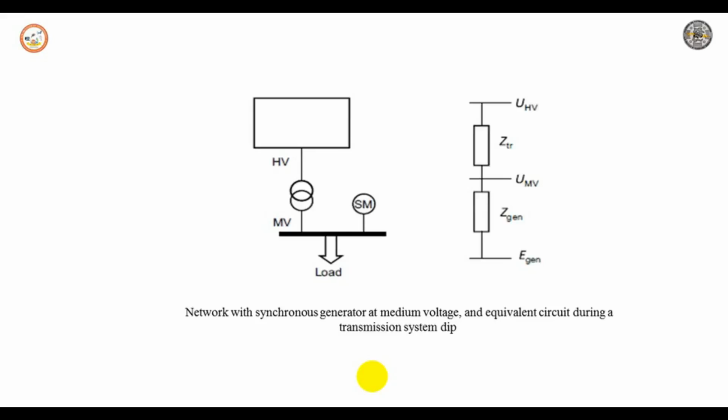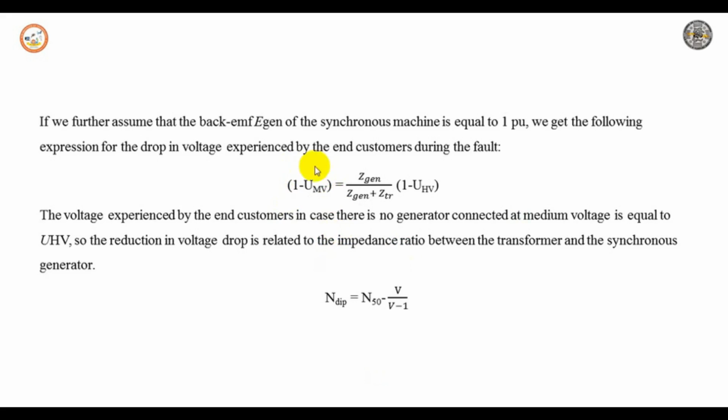So if we further assume that the back EMF Egen of the synchronous machine is equal to 1 per unit, we get the following expression: 1 minus UMV is equal to Zgen divided by Zgen plus ZTR times 1 minus UHV. Okay.